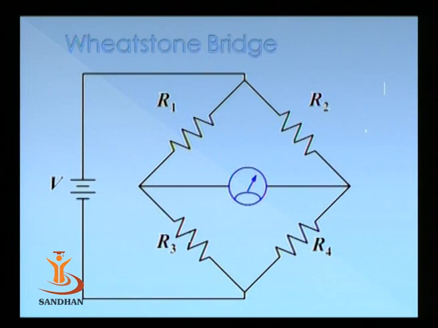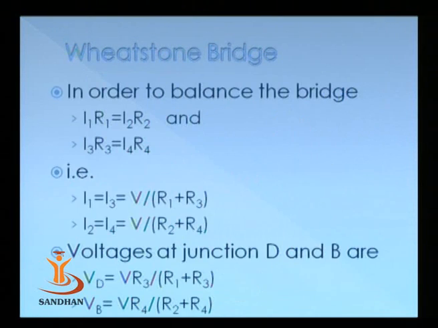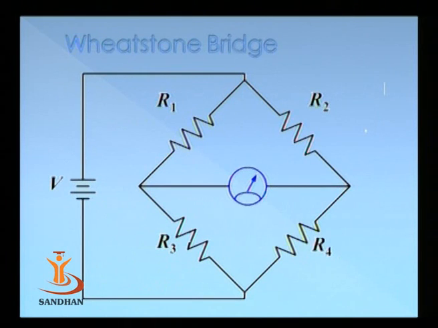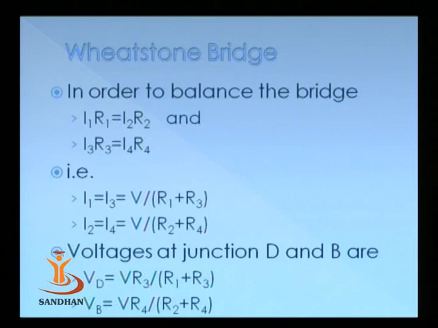The first one and the most popular one is the Wheatstone Bridge, a simple four-arm network containing a galvanometer at the center and excitation with a DC voltage. In this circuit, balancing of the bridge is required, and the balancing conditions are mentioned in the next slide.